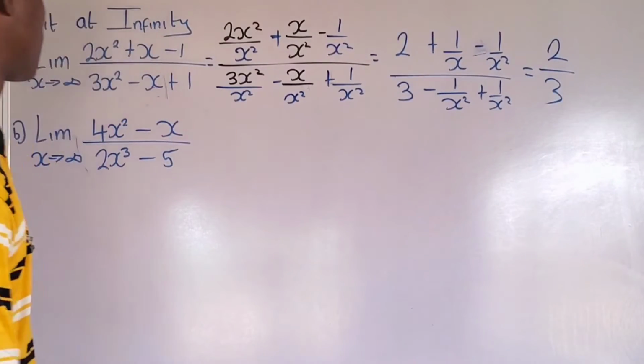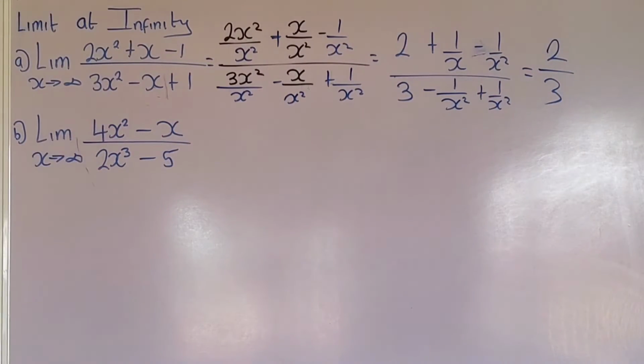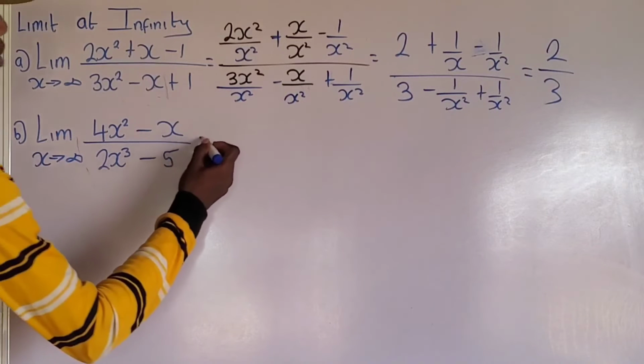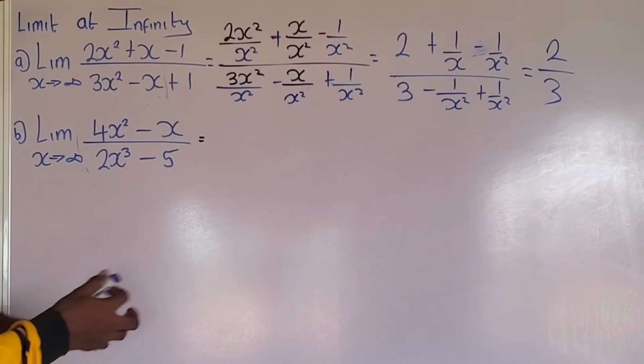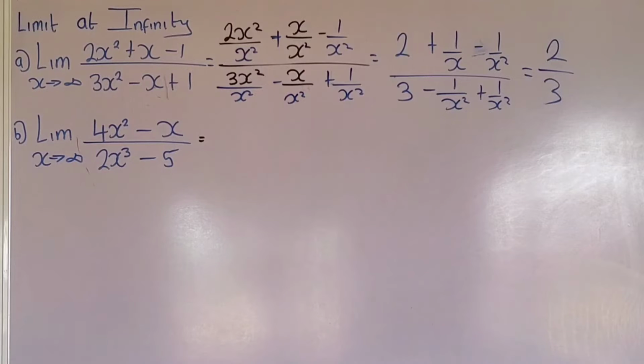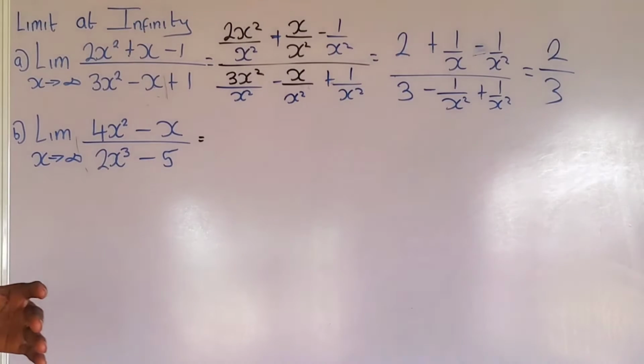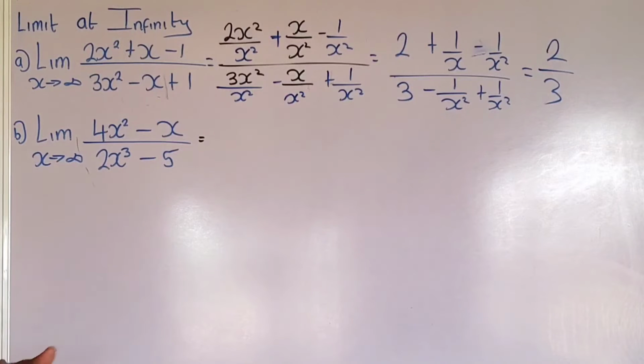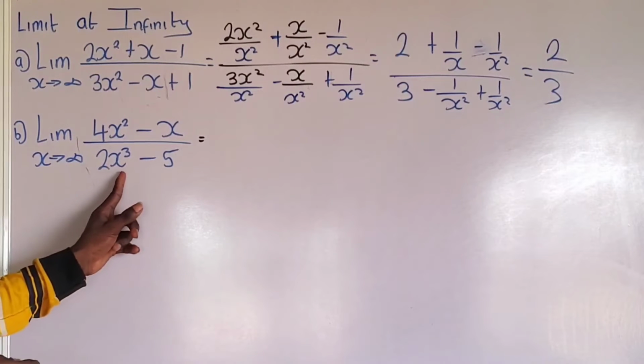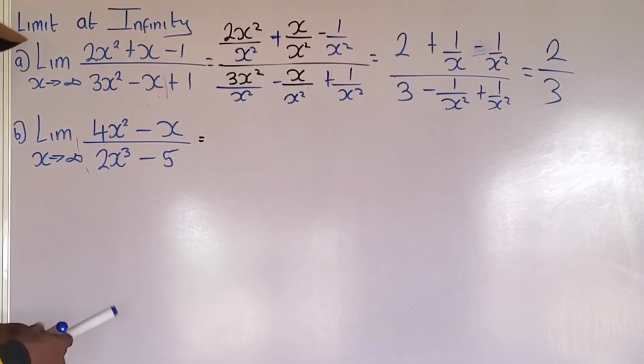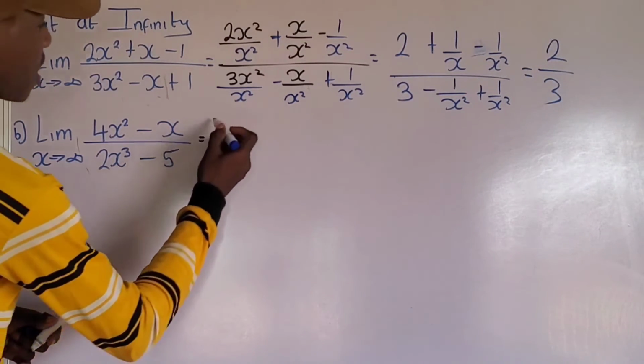Okay, now for the next question we have the limit of (4x squared minus x) all over (2x cubed minus 5) as x tends to infinity. We are still going to go the same way. First step is divide both the numerator and the denominator of this function by the highest power of the variable. The variable here is x. The highest power of x at the denominator is x cubed.